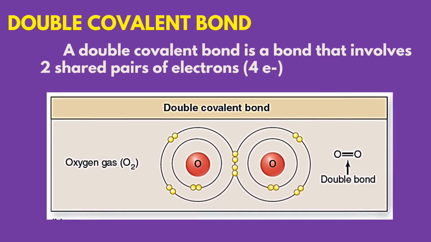A double bond is formed when 2 pairs of electrons are shared between the two participating atoms. It is represented by 2 dashes. Double covalent bonds are much stronger than a single bond, but they are less stable.